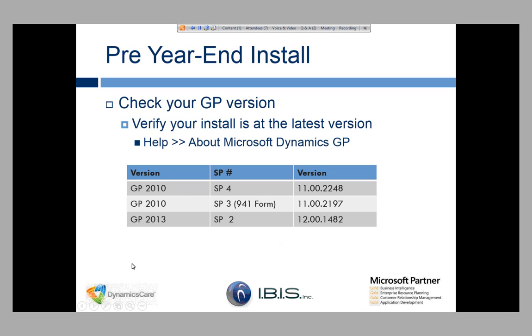Some things you'll need to do prior, again, to doing your year-end install is check your GP version. You want to verify that your installs are at the latest versions. As you see on here, GP 2010, you need to be at Service Pack 4. GP 2013, you'll want to be at Service Pack 2. Now, I think probably most of you that have been doing payroll throughout the year remember there was a Service Pack released around March that did update the 941 form, but you should probably all be on that by now, and that was the Service Pack 3 update for GP 2010.